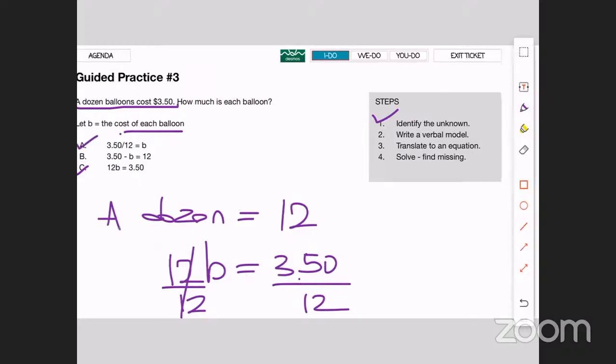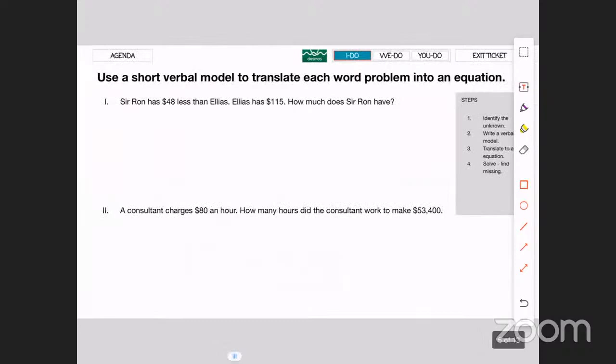Okay, let's take a look at the next example. This time they didn't do step number one for us, identifying the unknown. If you read the sentences one at a time, it says Ron has 48 less than Elias. Looks like there are two persons, Ron and Elias. So let me first identify the variables. There is a Ron and there is an Elias.